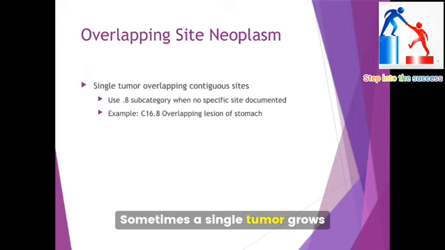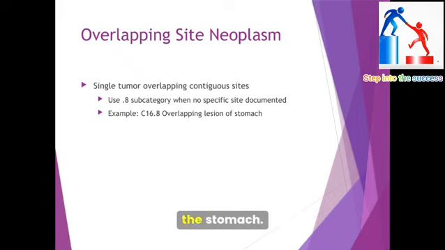Sometimes a single tumor grows so large that it overlaps 2 or more contiguous or adjacent sites. If the documentation doesn't specify which site is the point of origin, we use the point 8 subcategory for overlapping sites. For instance, C16.8 is used for a lesion that spans across different parts of the stomach.